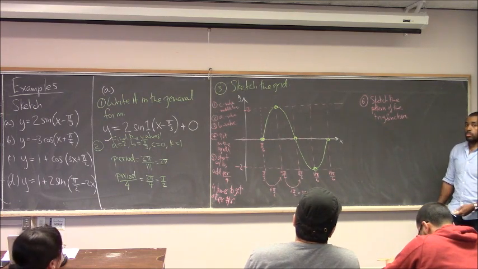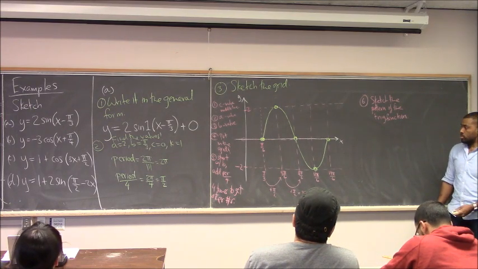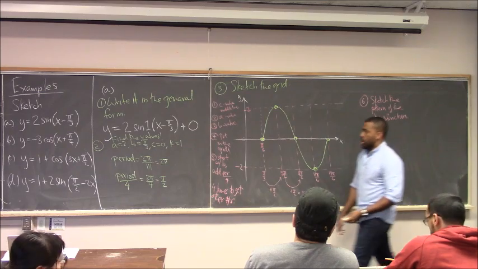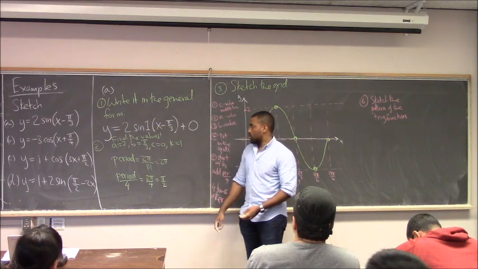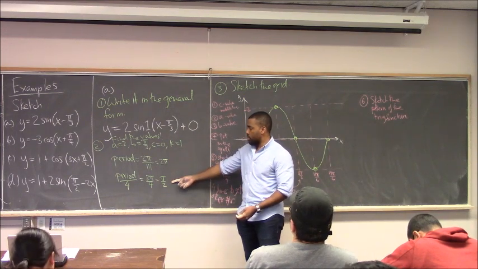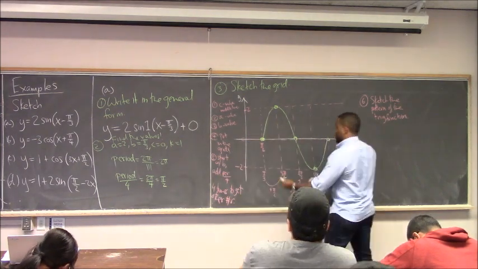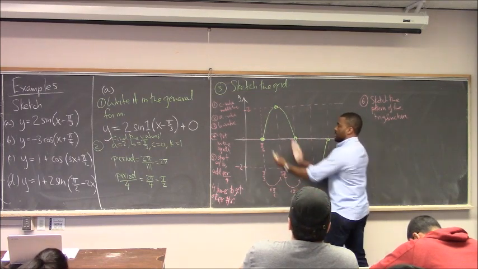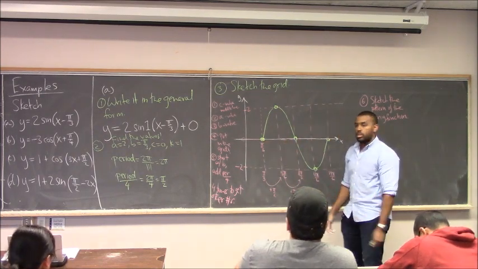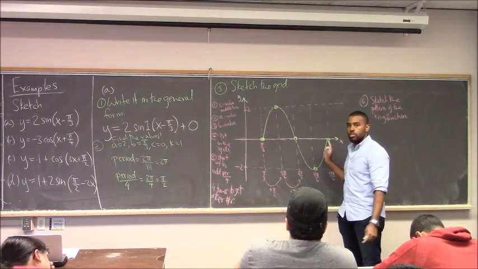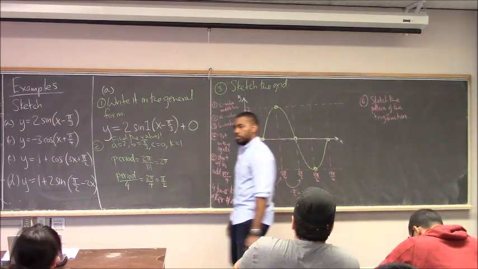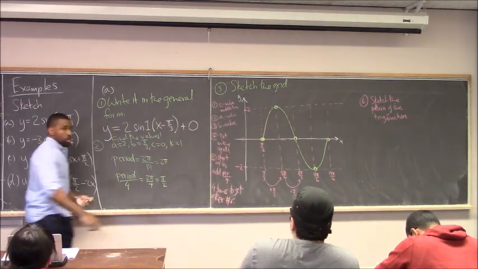Why is it that you added it by pi over 2 for the subdivision? Pi over 2 is the period over 4. All right. The period is 2 pi. The period over 4 is pi over 2. Which means if I divide this into 4 equal sections, the length of each section is pi over 2. So if I know one number, to get to the next one, add pi over 2. Keep doing it. Other questions?